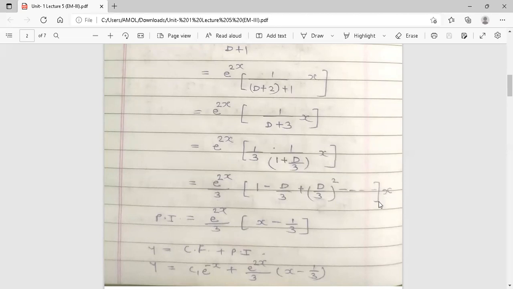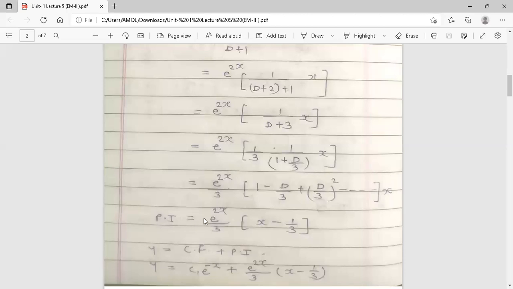Now the function is here x, its degree is 1. So you count the terms up to D only in the bracket, because you know that capital D means derivative. D means derivative, D square means second derivative, D cube means third derivative and so on. Now the function is here x, so you will get only one derivative of x. Derivative of x with respect to x is 1. Its next derivative is 0 because the degree of x is 1. And so you count the terms up to D only.